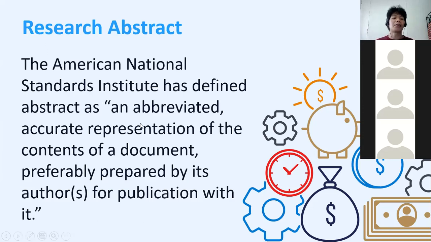So the American National Standards Institute has defined abstract as an abbreviated, accurate representation of the contents of a document, preferably prepared by its authors for publication with it. When we say abbreviated, meaning it is shortened, it is being condensed. Thus, we say research abstract, all the contents of the research from chapter 1 to the last chapter being condensed in a single content, which is a research abstract. So you need to provide an accurate representation of the whole contents of your research.